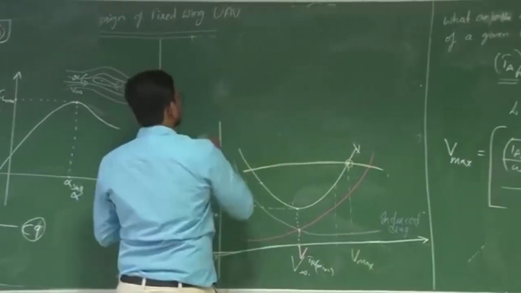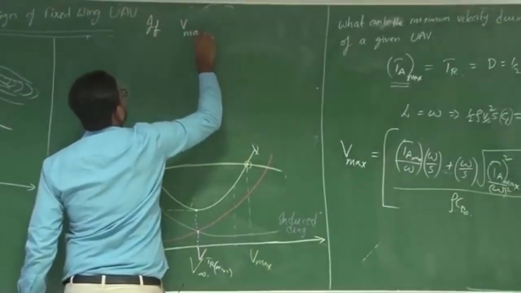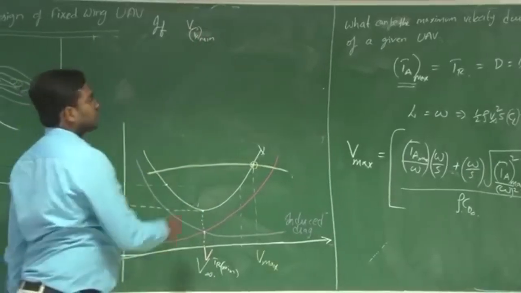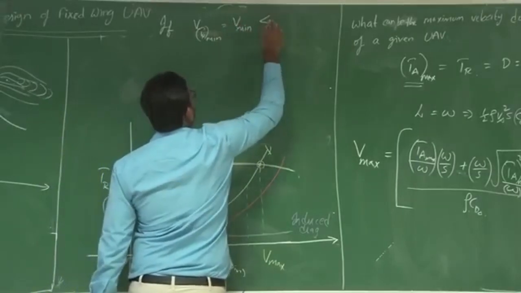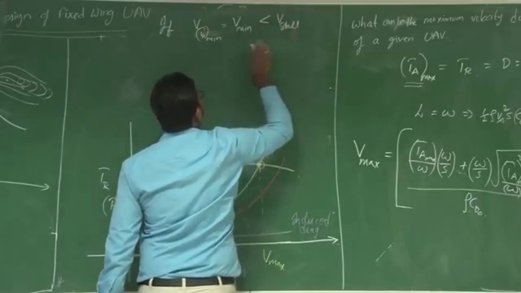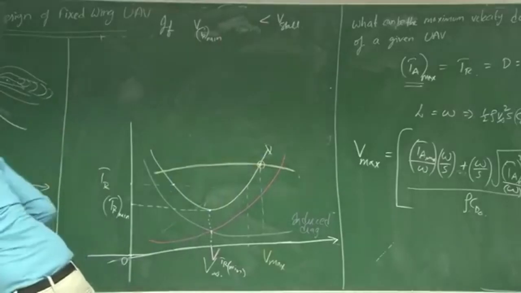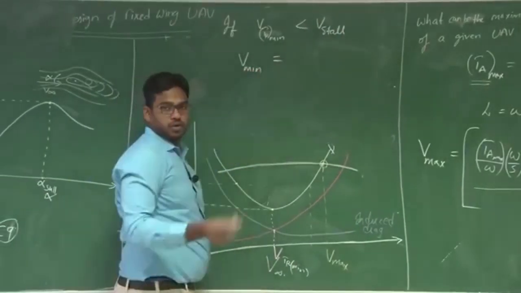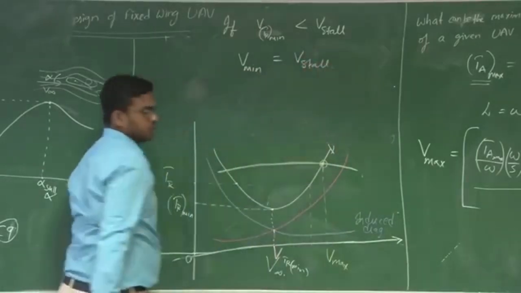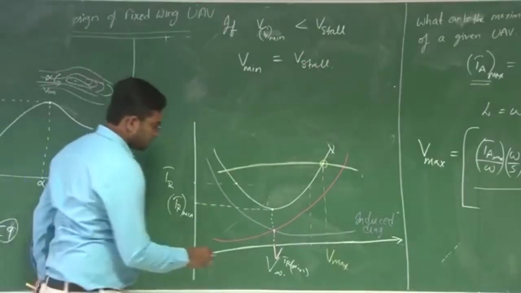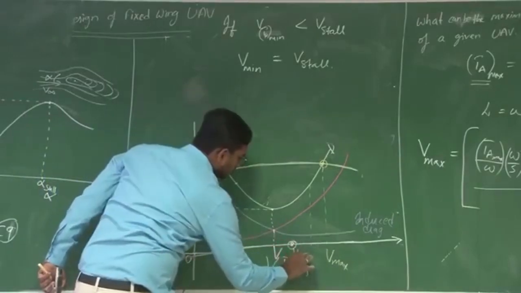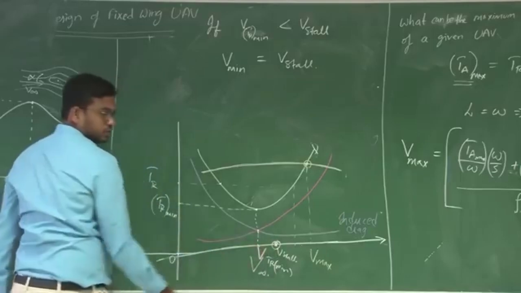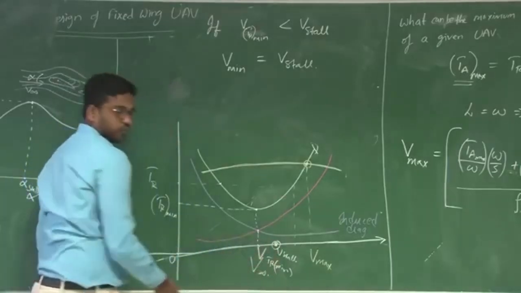Now, if V for thrust required minimum, that is nothing but the minimum velocity for level flight, is less than V stall, then the minimum velocity during cruise is equal to V stall. What does it mean? Say this is your stall velocity, V stall, in the first case. So V TR minimum is less than V stall. This is a point. Sorry, V stall is higher than V TR minimum.